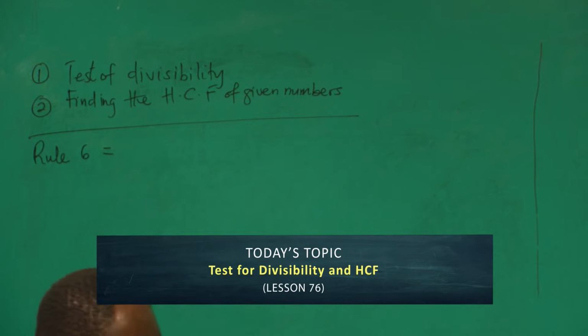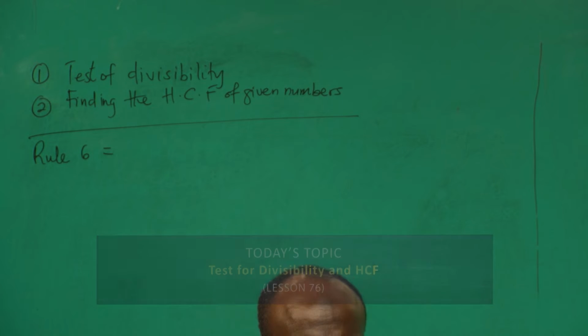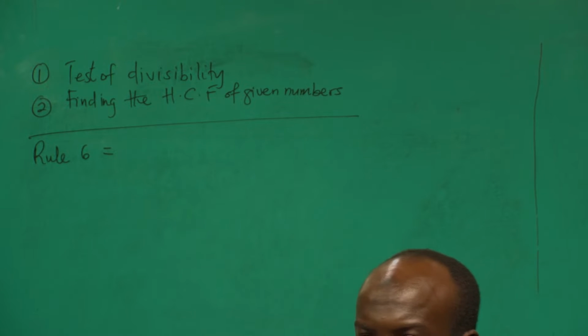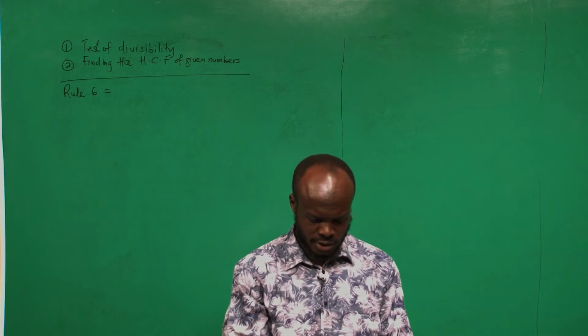Okay, so we started the last time and we did 5 rules. So today I'm going to take the last 5 rules, then we'll end the test of divisibility.